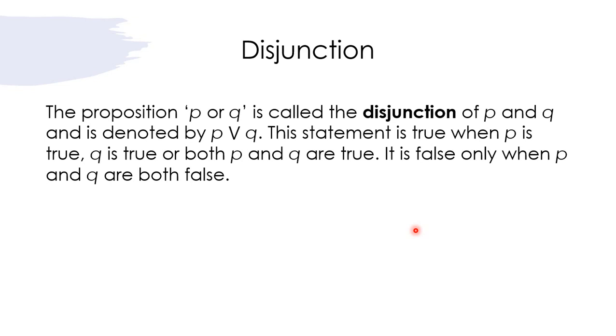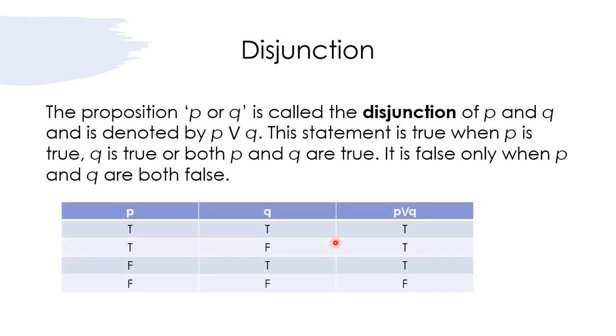The next thing we'll be looking at is the disjunction. The proposition P or Q is called the disjunction of P and Q, and it is denoted as shown here. The statement is true when P is true, Q is true, or both P and Q are true. So once we're dealing with some true, the disjunction will be true. So here we have P, Q: true, true; true, false; false, true; false, false.